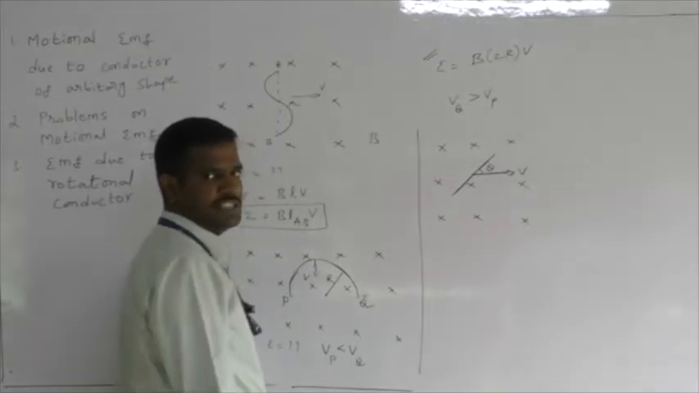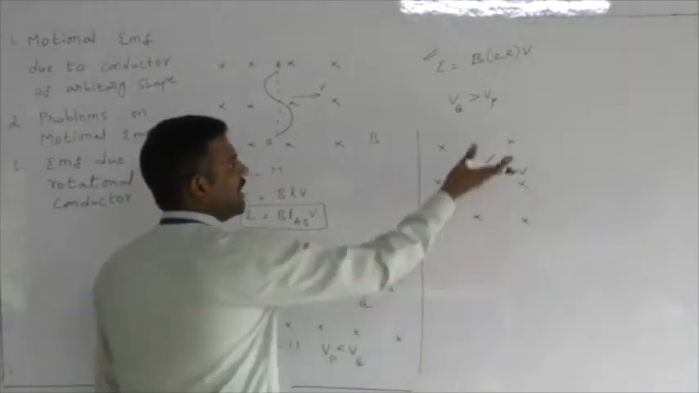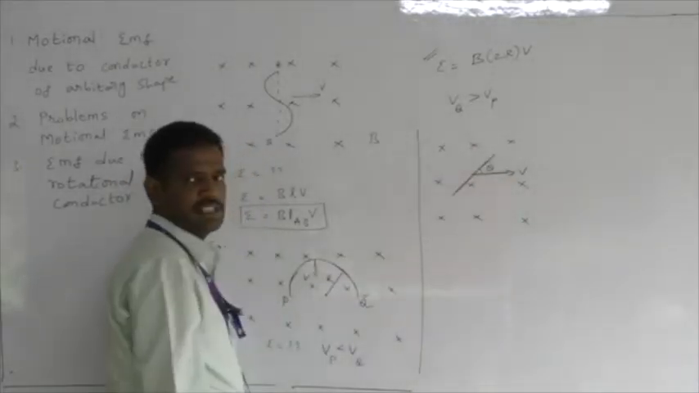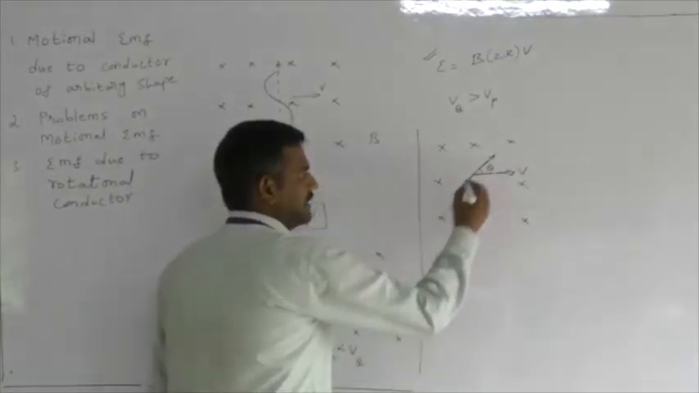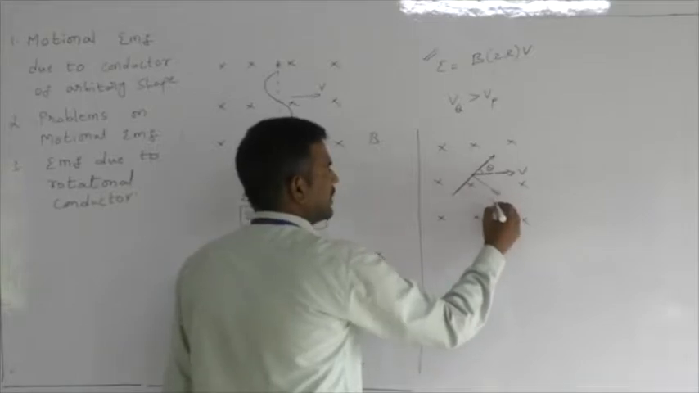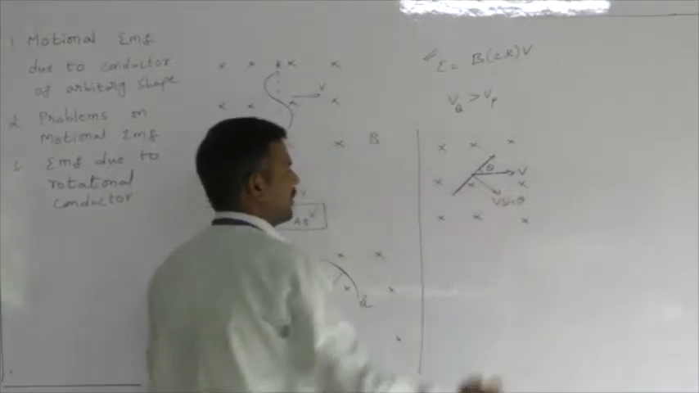Now how much induced EMF will be generated? This velocity can be resolved into two components. What are they? V cos theta and V sin theta. V cos theta will be along the length, and V sin theta will be perpendicular to the length.